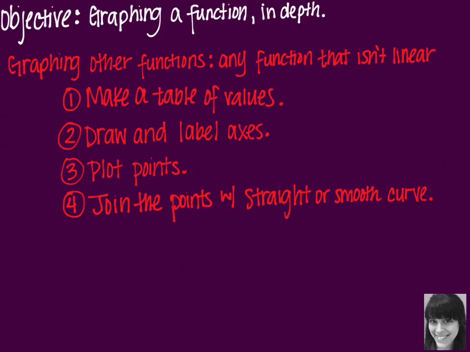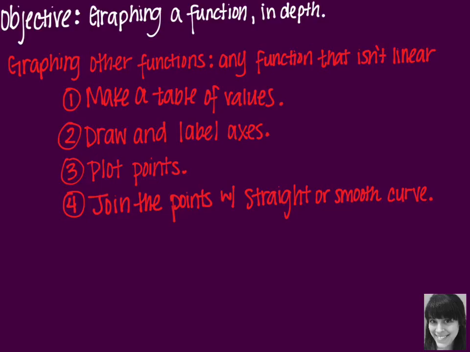Okay, now, moving on. When you're graphing any functions that aren't linear, you're going to follow these steps. You're going to make a table of values with inputs and outputs. You're going to draw and label your axes. You're going to plot the points that you found in the table. And then you're going to join the points with a straight or smooth curve. Usually it'll be a smooth curve.